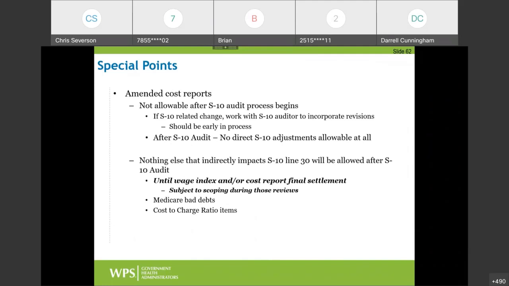The good news is setting it back up is pretty easy. Just get with that auditor. All auditors have access to set the accounts up and change your passwords. The other thing, kind of a special point here, the amended cost reports.